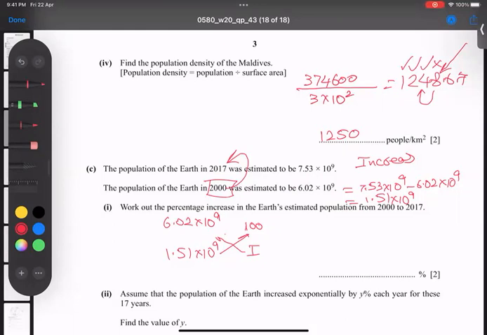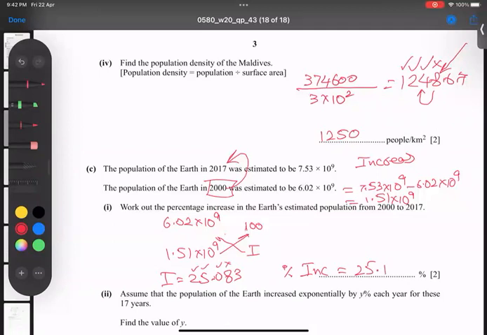So now I'll check it. What is 1.51 into 10 to power 9 times 200 and divided by 6.02 into 10 to power 9. And finally, the answer I'm getting for the percentage increase is 25.08, 25.083 onwards. This is called percentage increase. So I don't want that, so 25.1 percent.